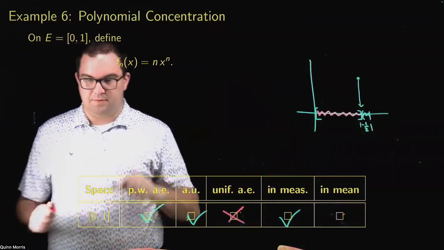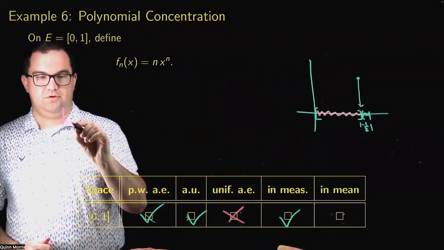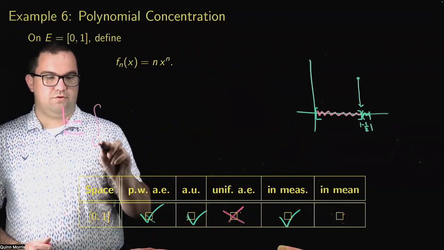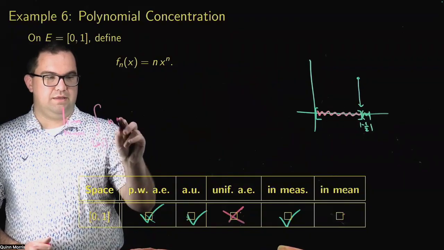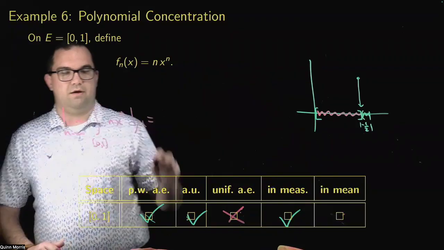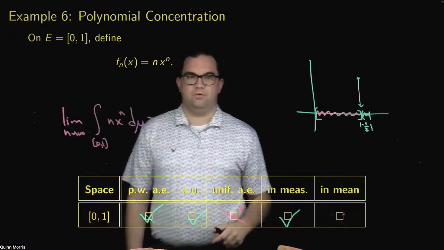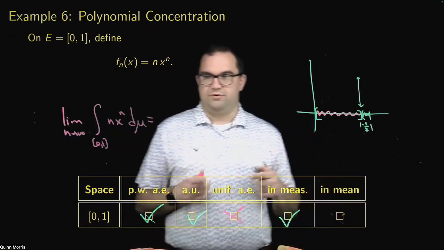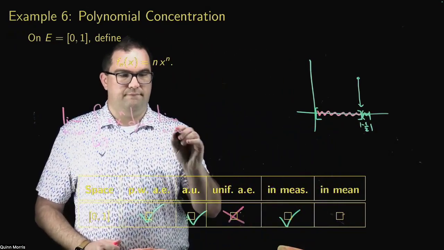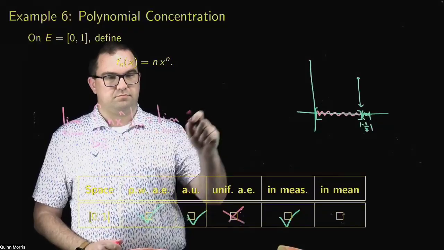So if you want to ask about convergence in mean, you need to look at the limit as n goes to infinity of the integral over [0, 1] of n times x to the n dμ. Now, that's Riemann integrable, so you can just do the Riemann integral. This turns out to be, you do integration by parts.